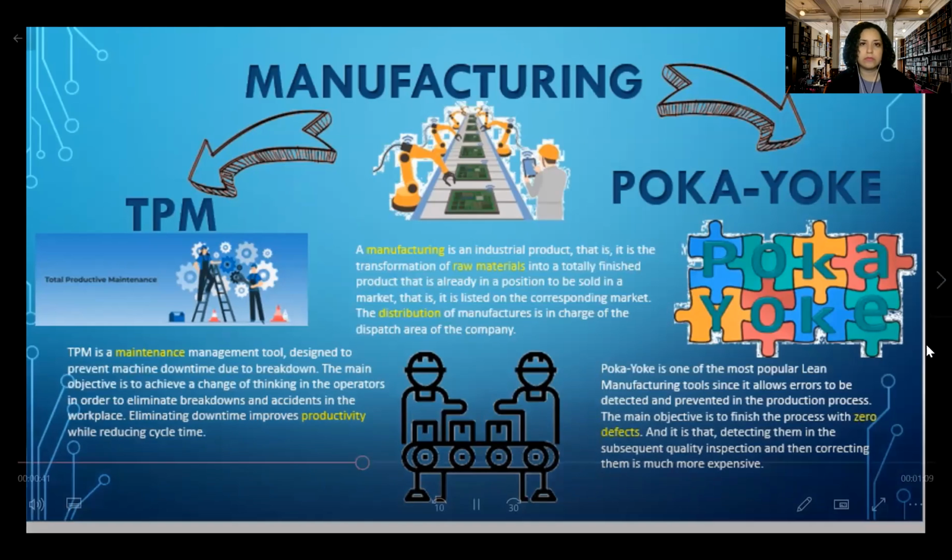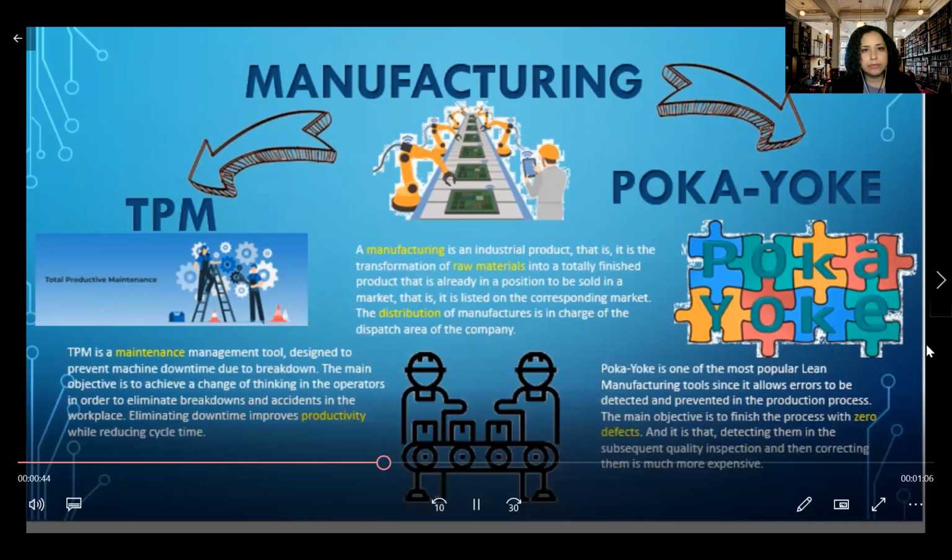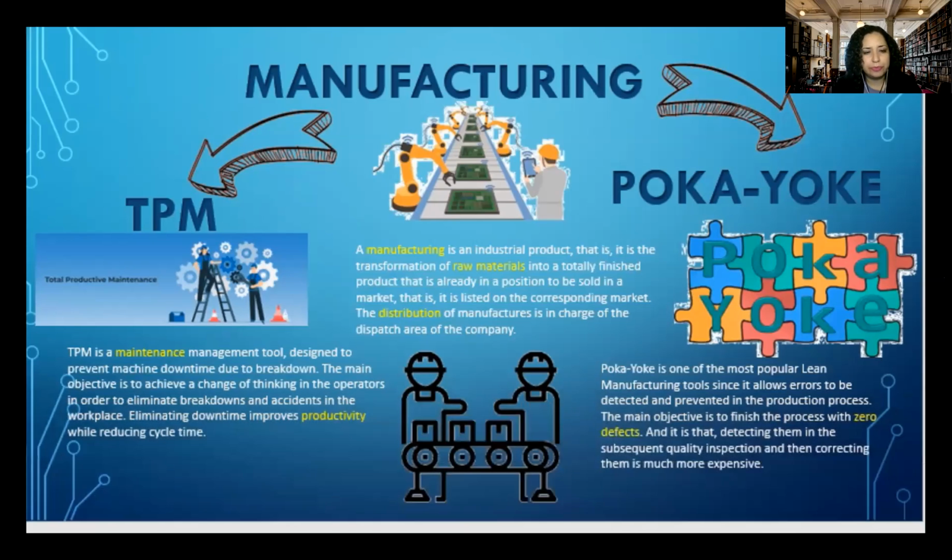The first is TPM, Total Product Maintenance. The TPM is a maintenance management tool designed to prevent machine downtime due to breakdown. The main objective is to achieve a change of mentality in the operator in order to eliminate breakdowns and accidents in the workplace. Elimination of the downtime improves productivity while reducing cycle time.